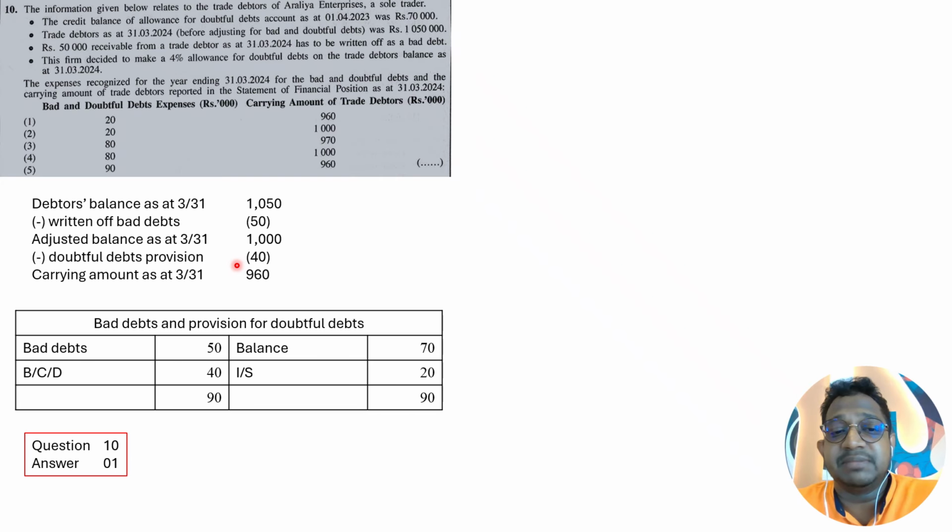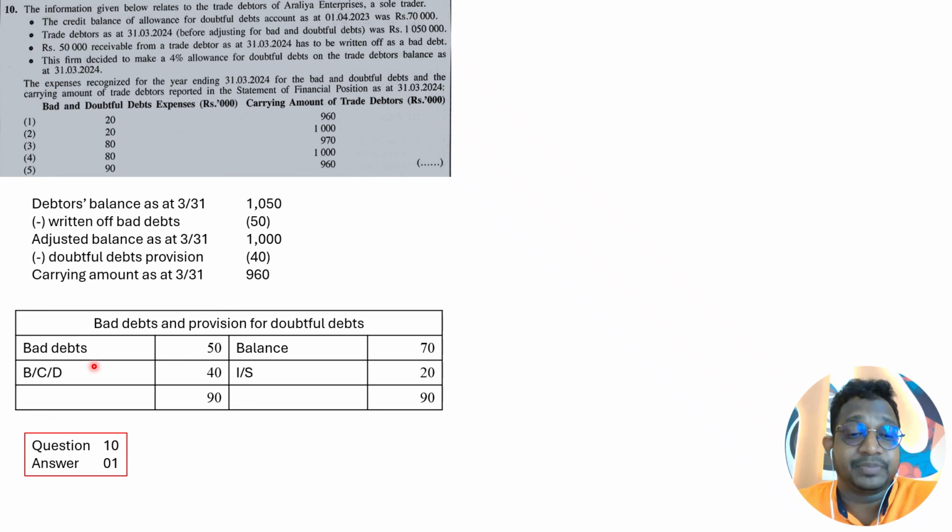And then they are asking for the bad and doubtful debt expense together, right? So I am getting the answer from the account. So here, the bad debts and provision for doubtful debts. The opening doubtful debt provision is 70, and the closing doubtful debt provision is 40. And the bad debts happen. So the double entry of bad debts is: bad debts expense account debit and debtors credit.